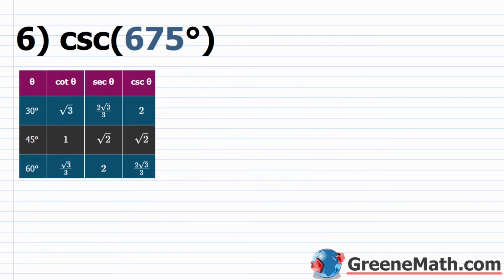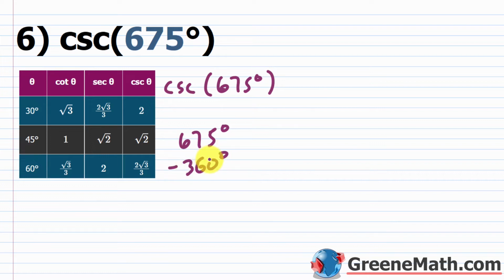All right, for problem number 6, we have the cosecant of 675 degrees. So because this is greater than 360 degrees, let's find a coterminal angle that has a measure between 0 degrees and 360 degrees. So if I say 675 degrees minus 360 degrees, I'm going to end up with 315 degrees.